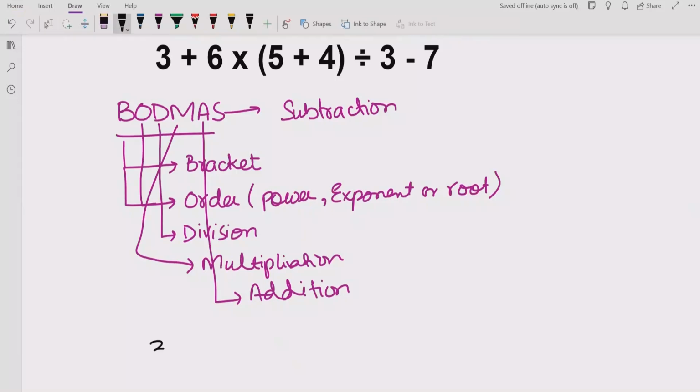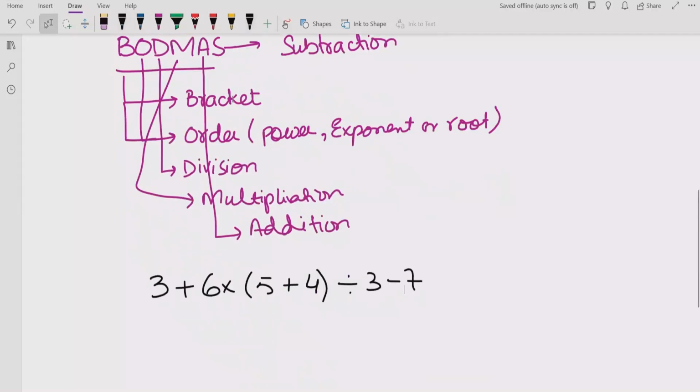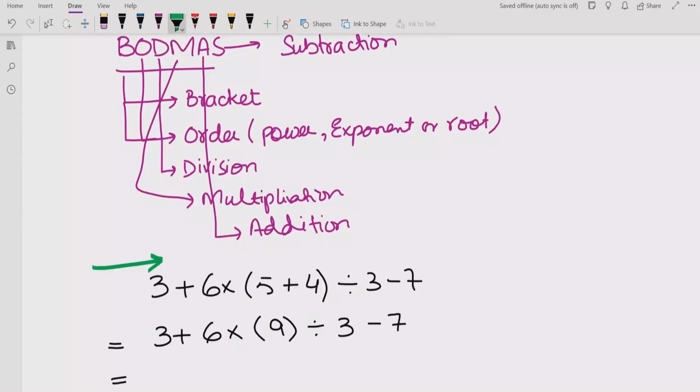So now, 3 plus 6 multiplied by 5 plus 4 divided by 3 minus 7. According to the BODMAS method, we have to solve the bracket first. Here the bracket is 9, so first we will solve the 9 and write this expression as it is. Now you have to go from left to right. This is a very important rule, you have to go from left to right.